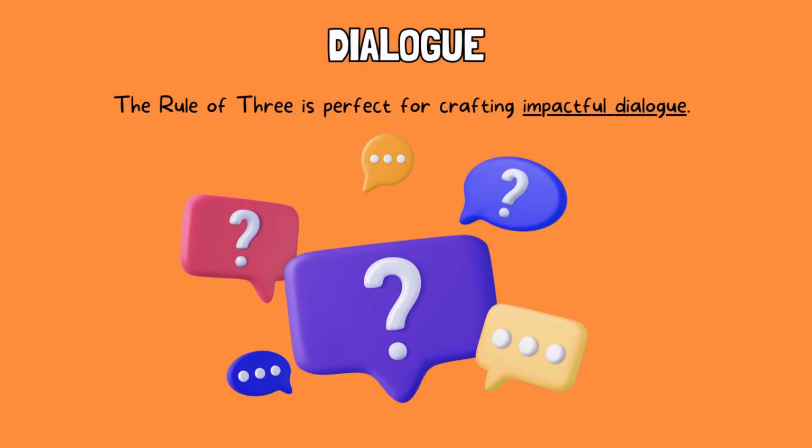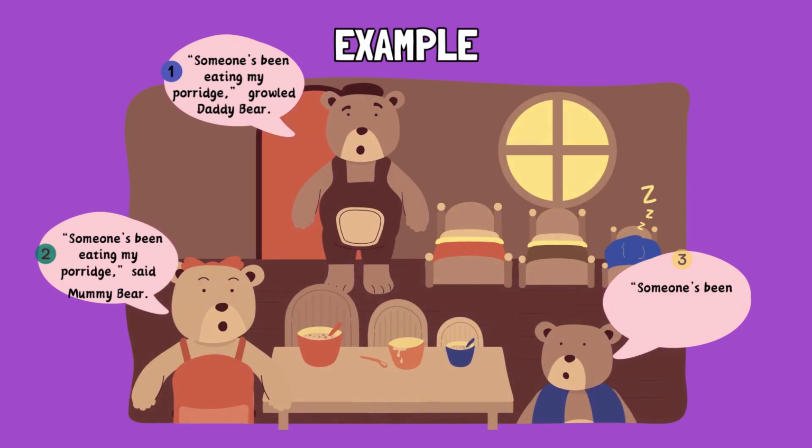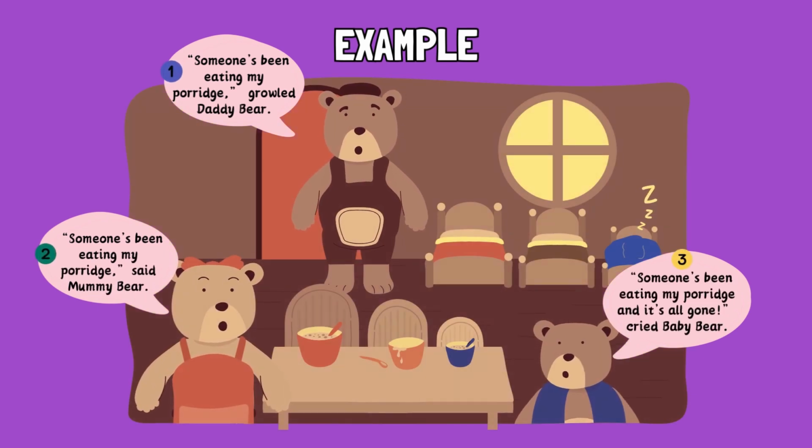The rule of three is also perfect for crafting impactful dialogue. Generally, this can be applied by having three different characters speak in a scene, or by having one character speak no more than 3 sentences of dialogue. A great example of the rule of three in dialogue can be found in Goldilocks and the Three Bears, such as when the bears return home to see that someone has been eating their porridge. In this dialogue, the repetition of the first 2 lines sets up a pattern that's easy for children to follow. The third line breaks the pattern with a humorous twist that delights young readers.